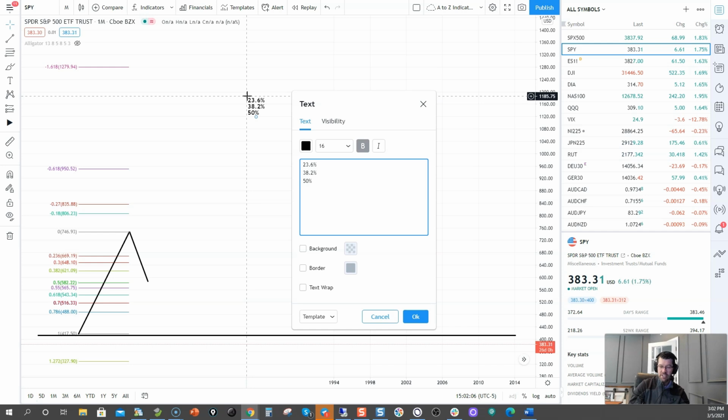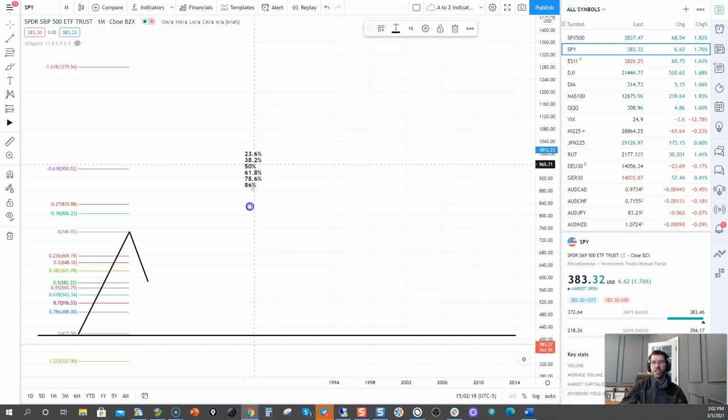Okay, if you go a little bit deeper, we have the 61.8% retracement level. You have the 78.6% retracement level. You also have the 86% retracement level. So these are the major percentages to look for with Fibonacci.